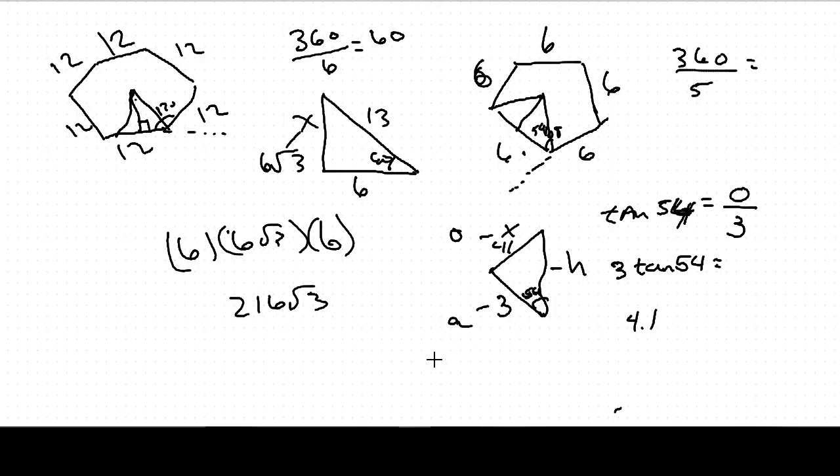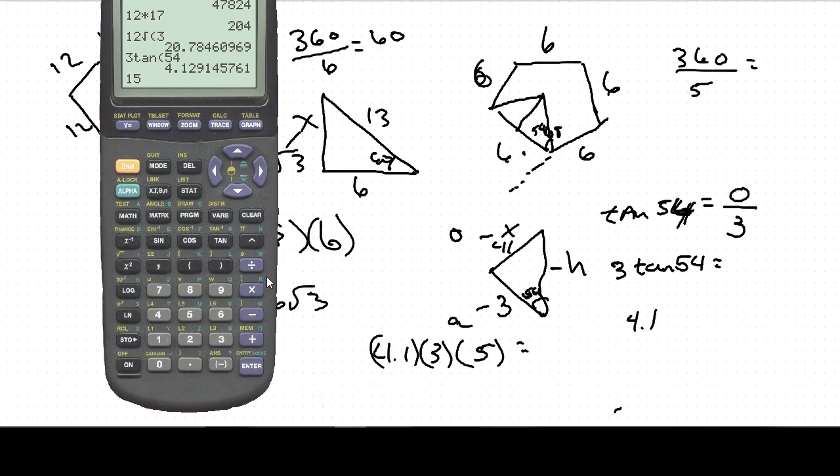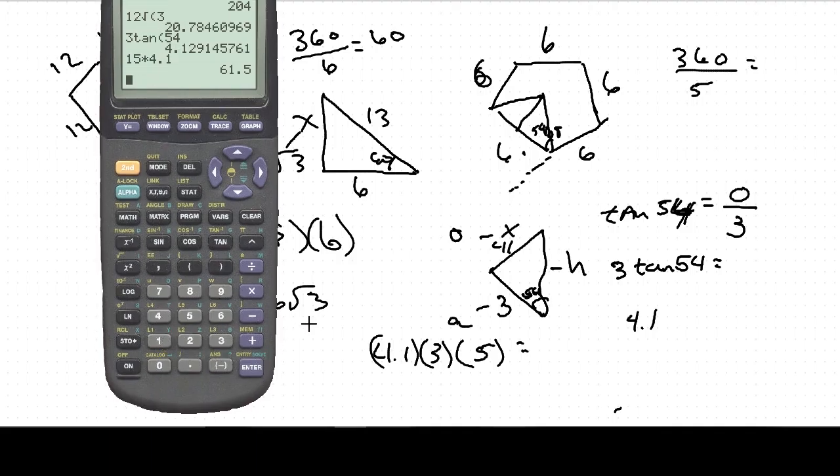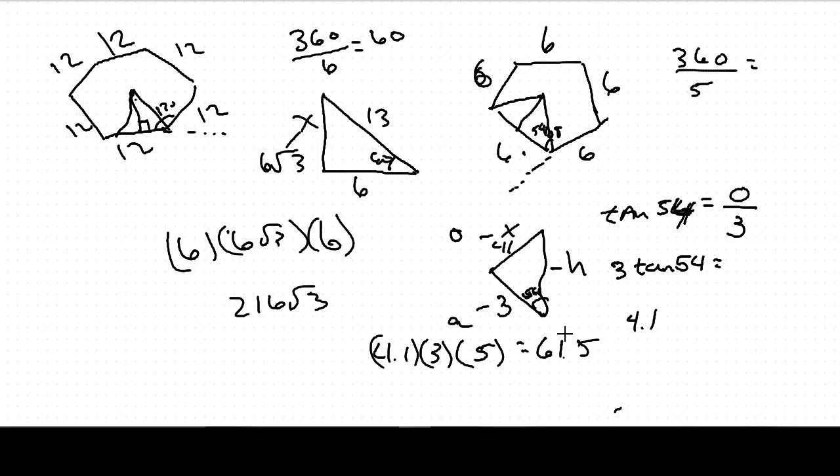So then you use that to find the hypotenuse. We don't need the hypotenuse. Oh, we don't? We just need that? Because once I know the area of that triangle, how many of those triangles do I have? 5, sorry. So the area is 4.1 times 3 times... how many of those do I have? 5. So 15 times 4.1. That's 61.5.